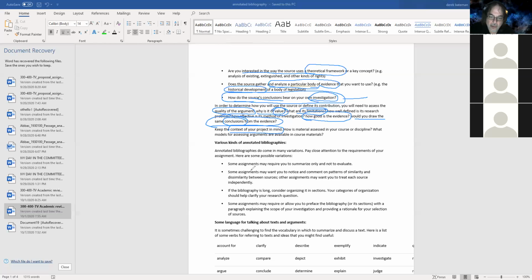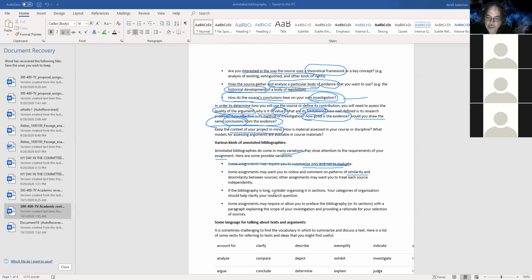Various kinds of annotated bibliographies do come in many variations. Pay close attention to the requirements of your assignment. Here are variations. Some require you to summarize only and not evaluate. That doesn't concern us, right? Some assignments may want you to notice and comment on patterns of similarities and dissimilarities between sources. Other assignments may want you to treat each source independently. In this case, your sources should have similarities, right? They all need to be geared towards your main topic.